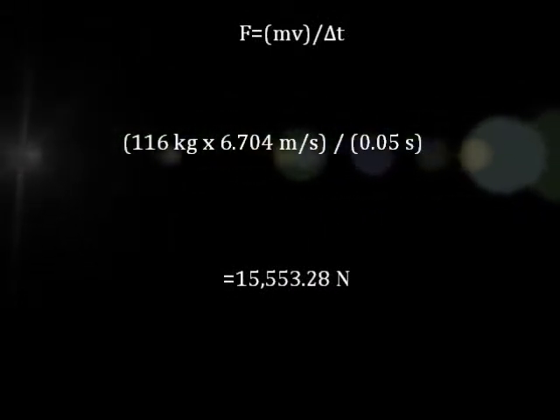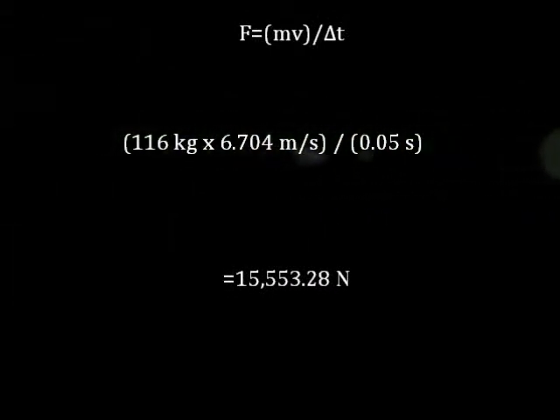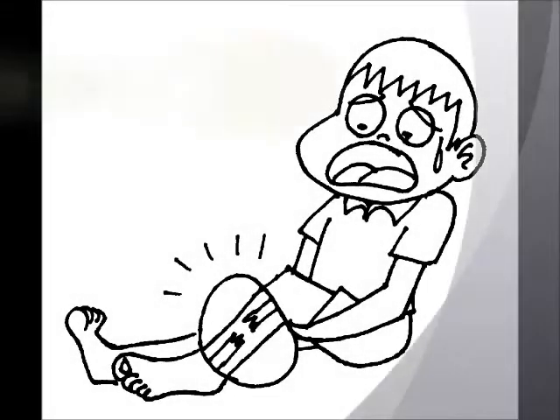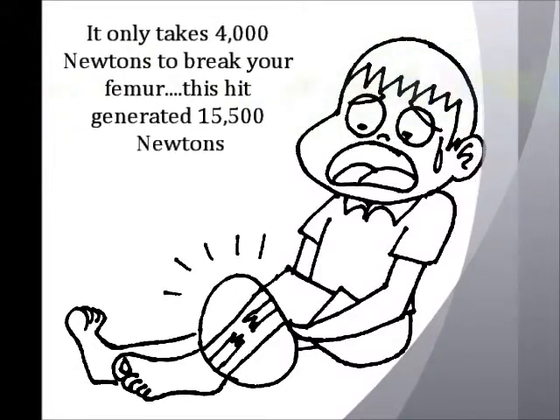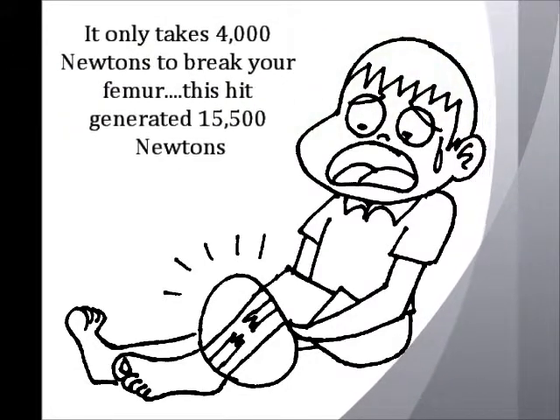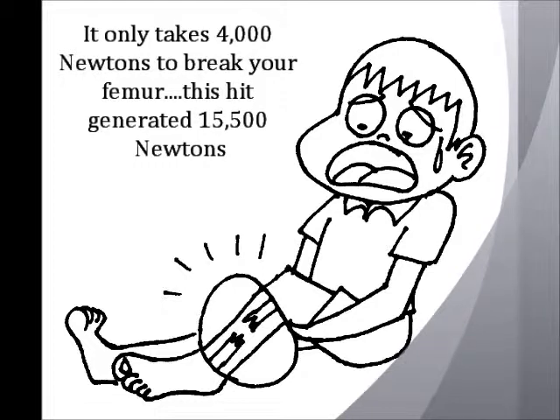Since the initial velocity is 0, we can find the force by using the mass times the velocity divided by the change in time. After plugging in the numbers, the force generated was about 15,500 newtons. Did you know it only takes 4,000 newtons to break your femur? This hit generated 15,500 newtons.